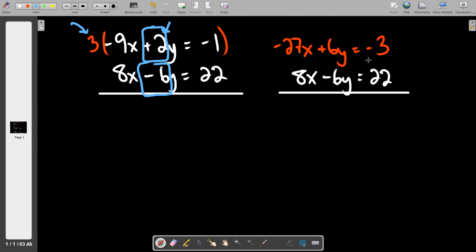So now when I add these red and white ones over here, how many x's do I get? I get negative 19 x's, and then the y's cancel, equals what?